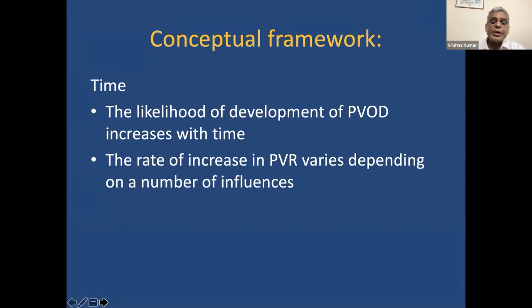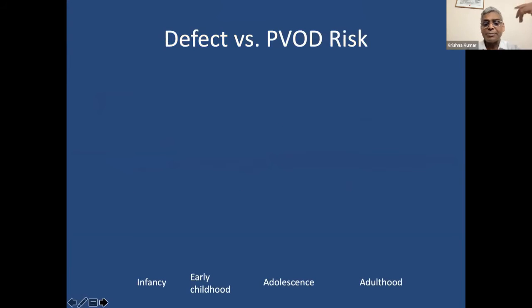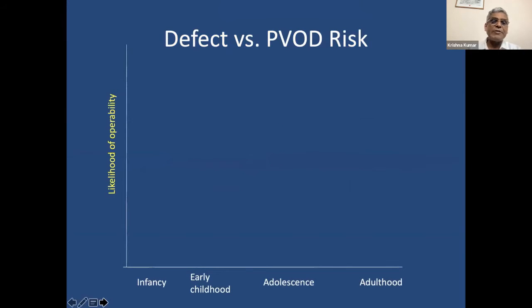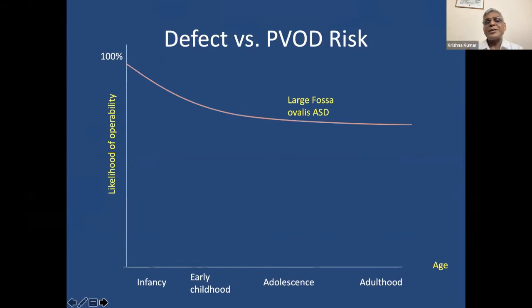Very important is the duration of exposure. So very, very significant factor. As you increase the duration of exposure, the likelihood of PVOD increases, but the rate of rise is very variable and is determined by a number of influences. So if you take this kind of a framework that I have made, which is very approximate, and you take various lesions, you have a rough pattern that emerges.